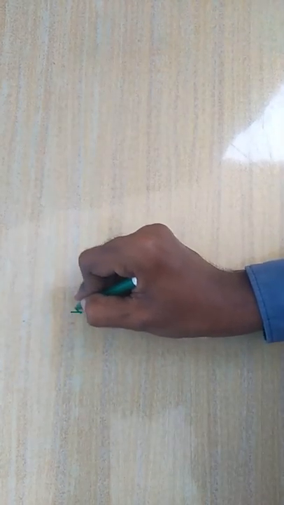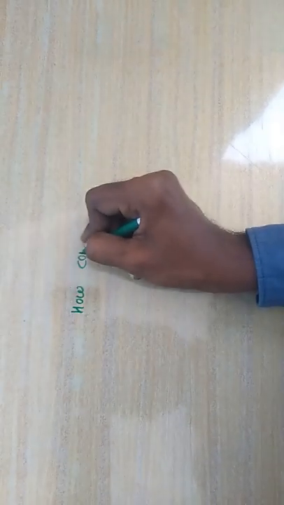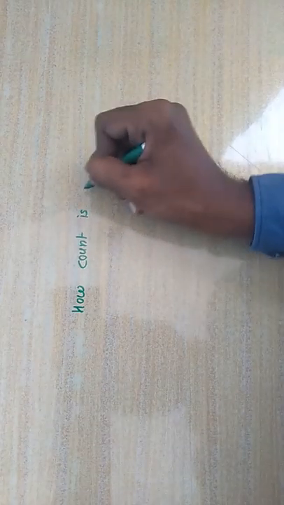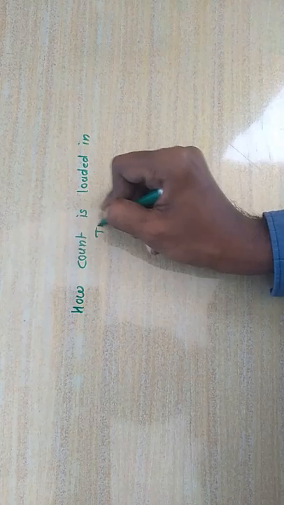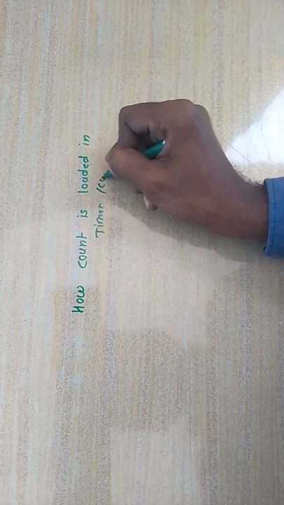How is the count loaded in a timer counter? Plus the overflow condition in the timer counter.